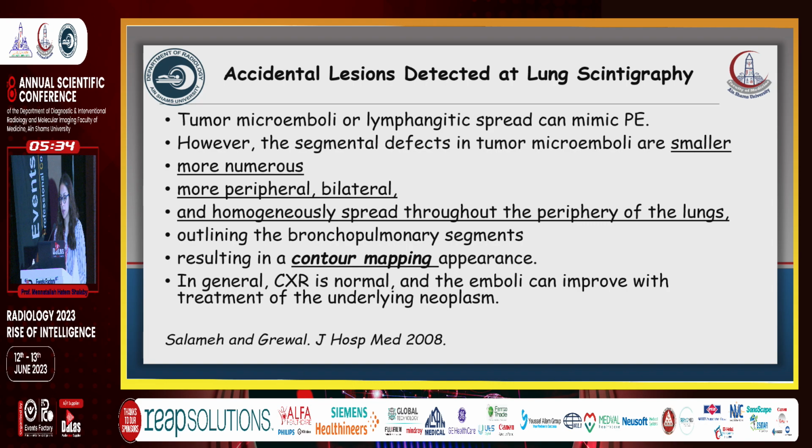Now we will come to some accidental lesions. They are very interesting. They are detected at lung scintigraphy. Tumor microemboli or lymphangitic spread can mimic pulmonary embolism. However, they have a special pattern. They are smaller, more numerous, more peripheral, bilateral, and homogeneously spread throughout the periphery of the lungs. They result in the well-known contour mapping appearance.